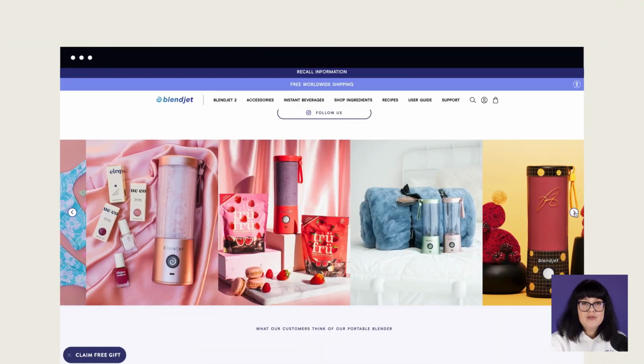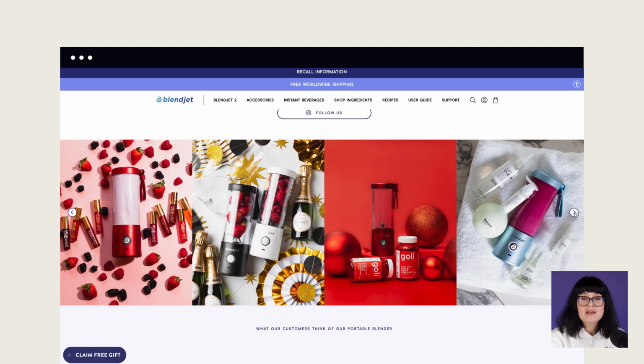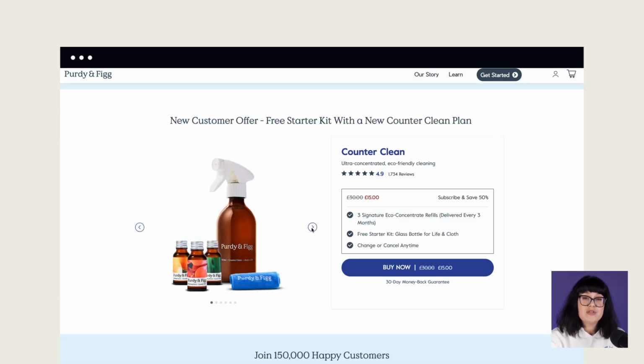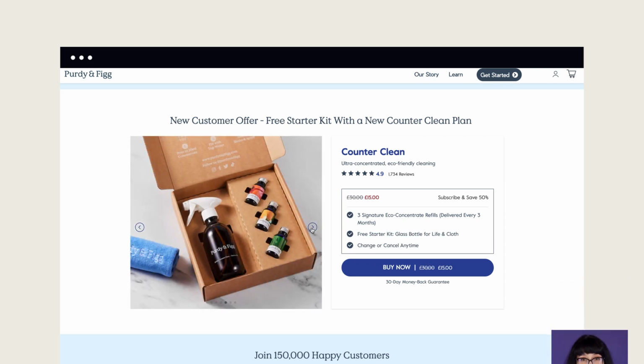Marketers use carousels to create engaging testimonial blocks, product showcases, image presentations, and so on. For instance, this BlendJet landing page uses a carousel to showcase how customers use the portable blender, whereas Purdy and Fig uses a carousel to feature lifestyle and product images of its non-toxic cleaners.